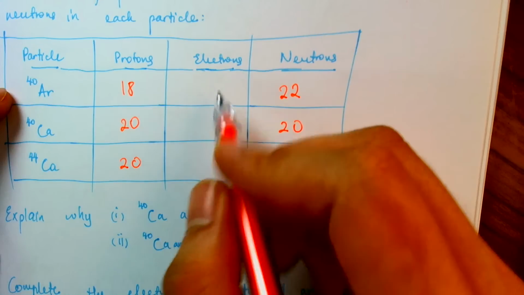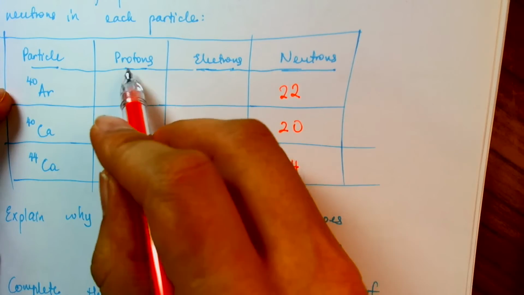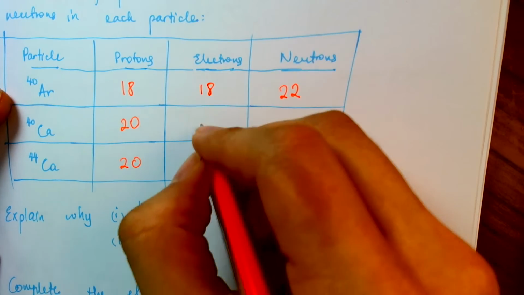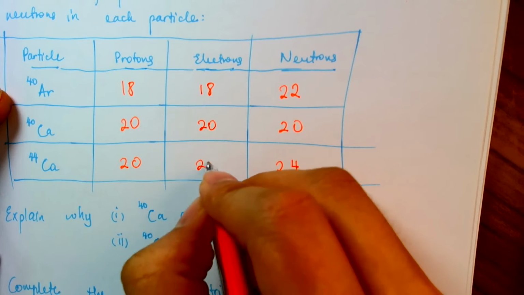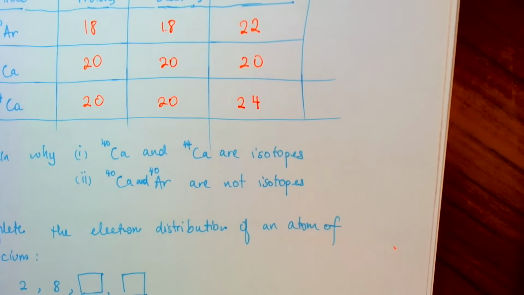Now I can fill in the electrons. For a neutral atom, I want the negative charges on the electrons to cancel out the positive charges on the protons, so I'll have just the same number of protons and electrons, so I'll write the same number in both columns.